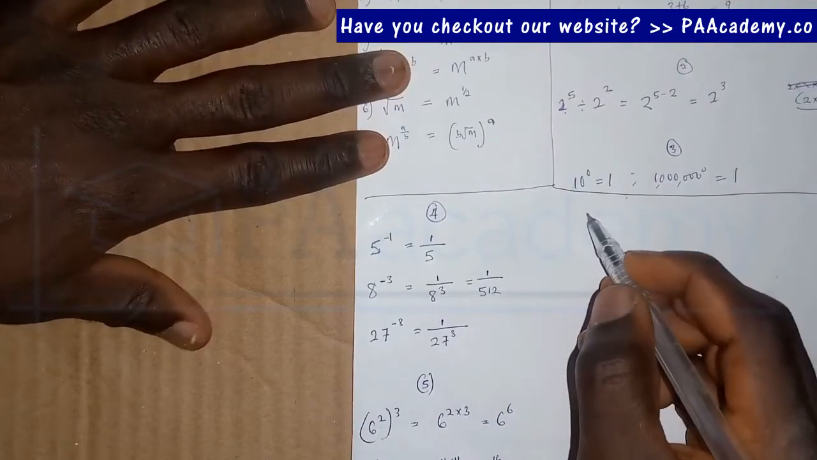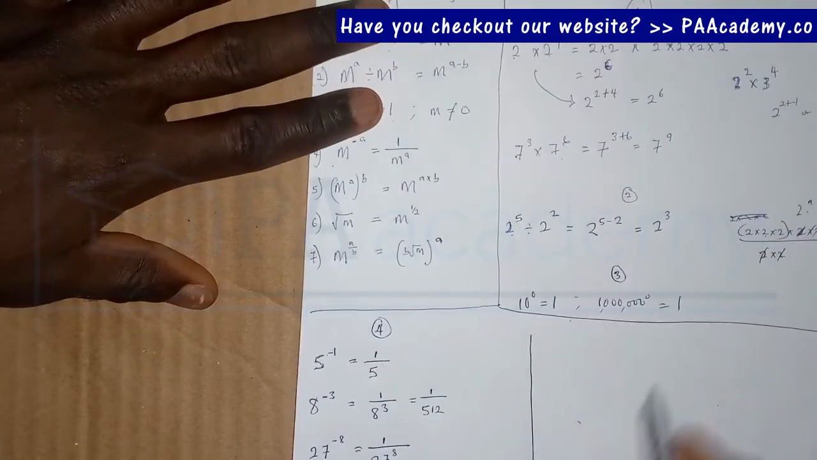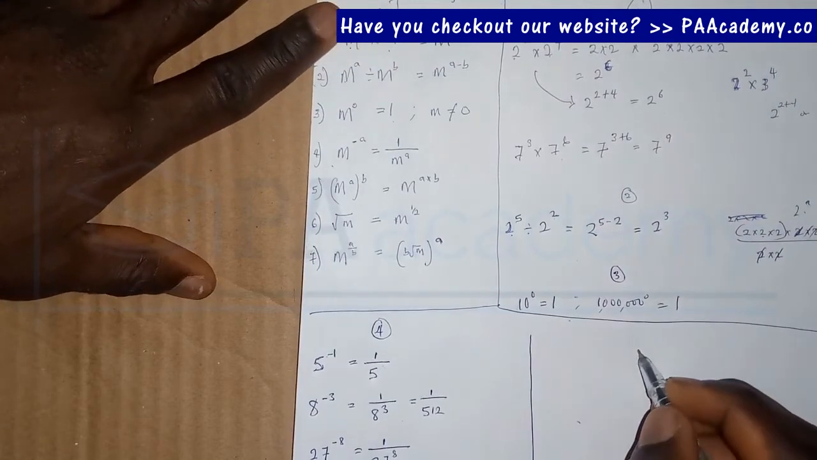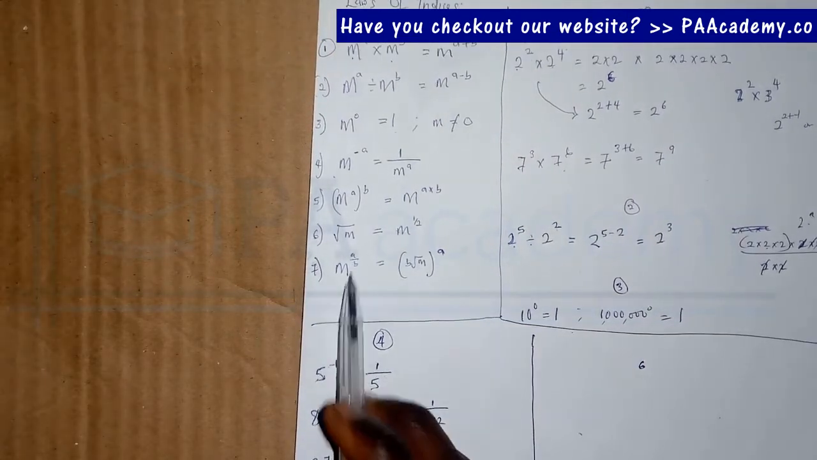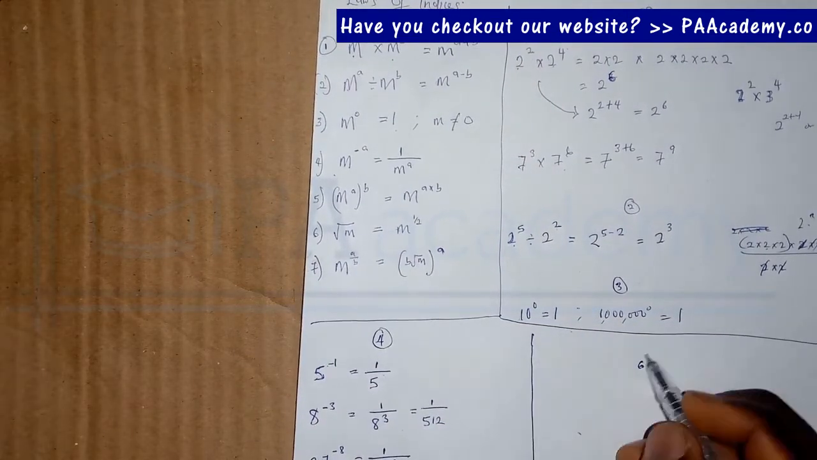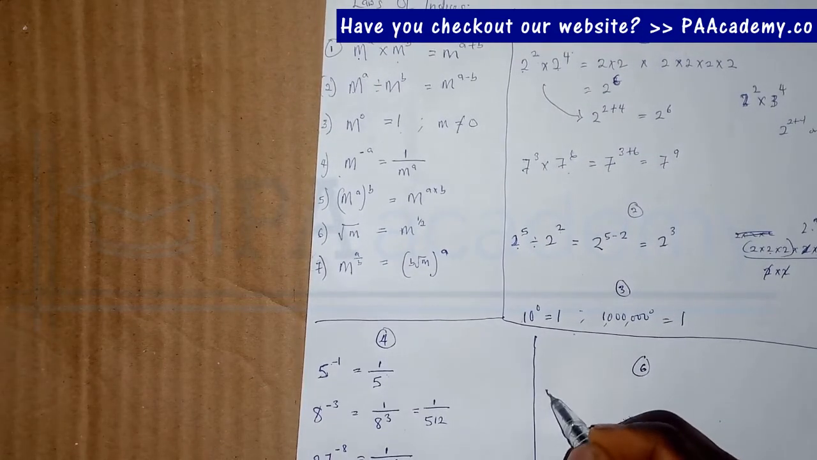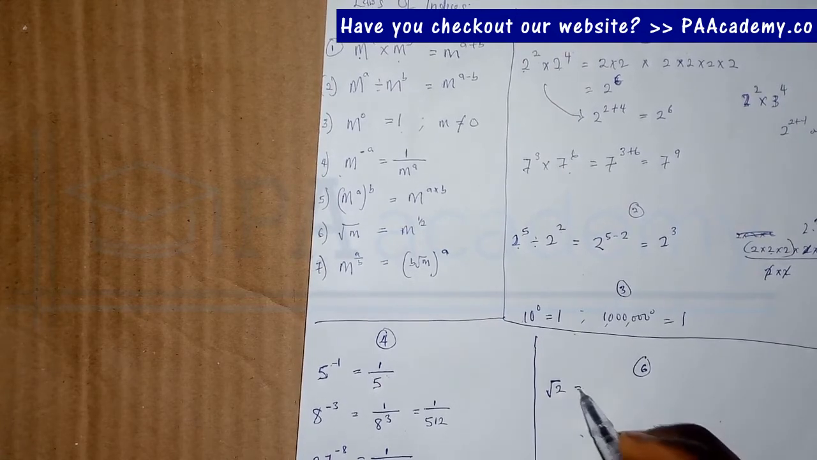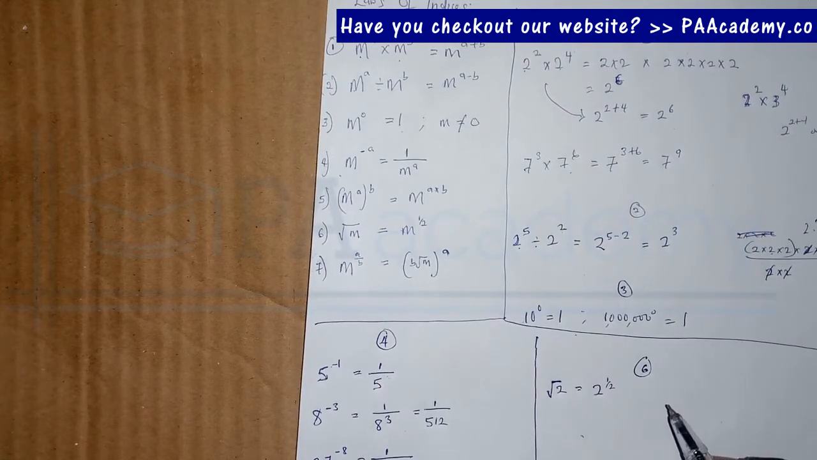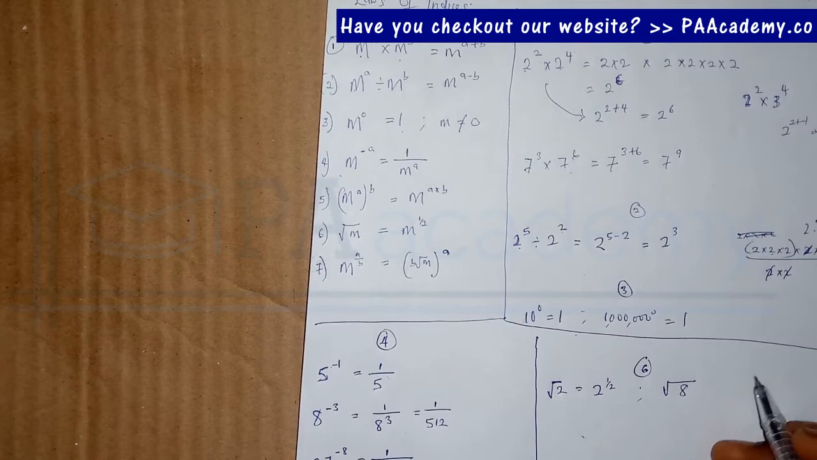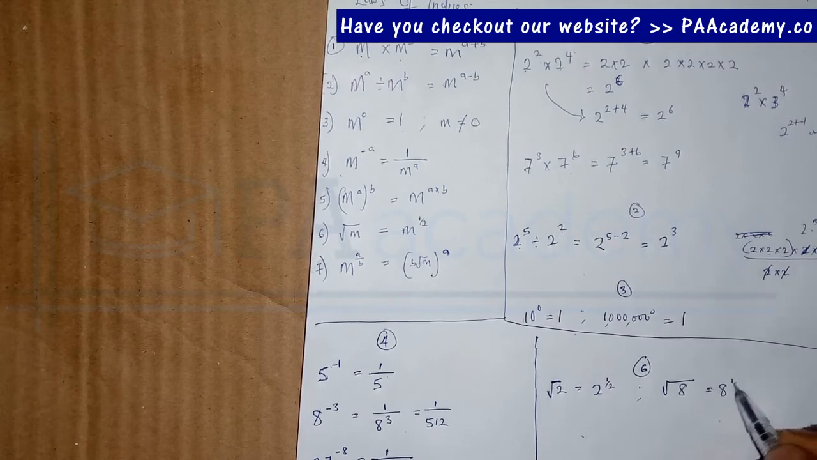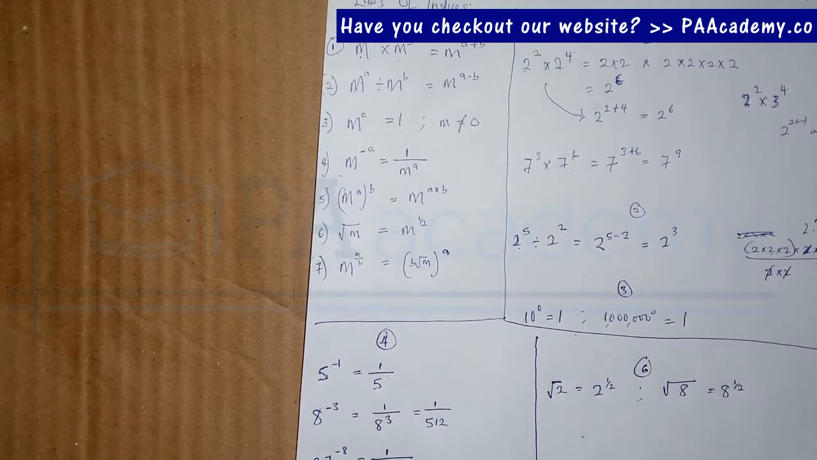Alright, so let's move on to the next law. If you just have the square root of a number, let's say the square root of 2, you can also rewrite it as 2 raised to power 1 over 2. So if you have the square root of 8, any number at all, in indices you can rewrite it as 8 raised to power 1 over 2.